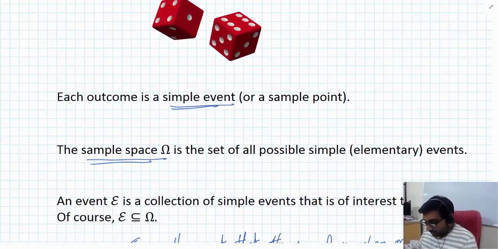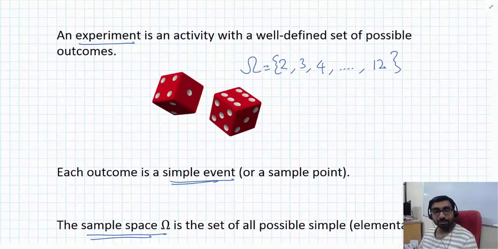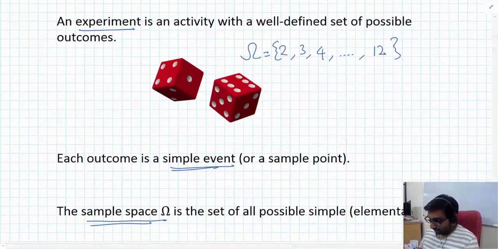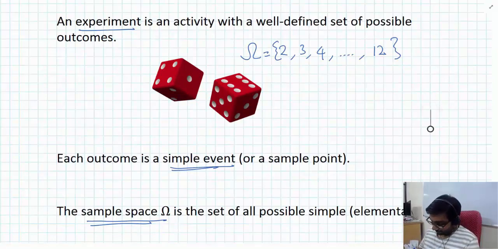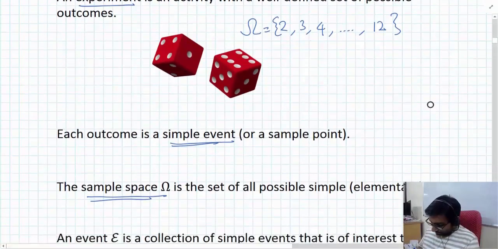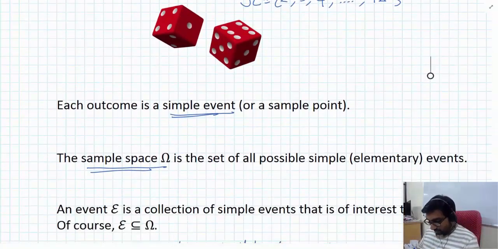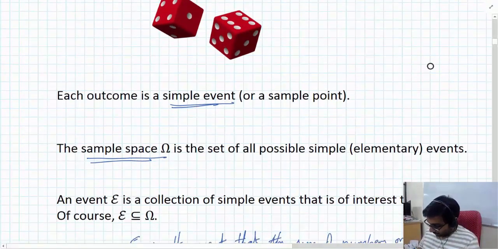So each of these outcomes is basically what is called a simple event. And so in this particular experiment, we have 11 possible simple events. And sometimes these simple events are also called sample points. Okay. And as we mentioned, the sample space is simply the set of all possible outcomes.